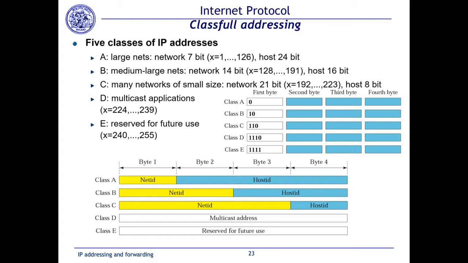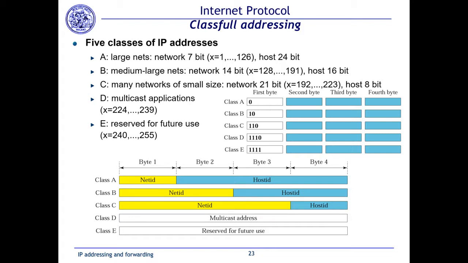Then you have class B, identified by the code 10. So you have 16 bits for the net ID and 16 bits for the host ID, 2 to the 16 host addresses in each network, and the number of networks that you can define is 2 to the 14, because the 10 must always be the same. The decimal value of the first byte goes from 128 to 191.